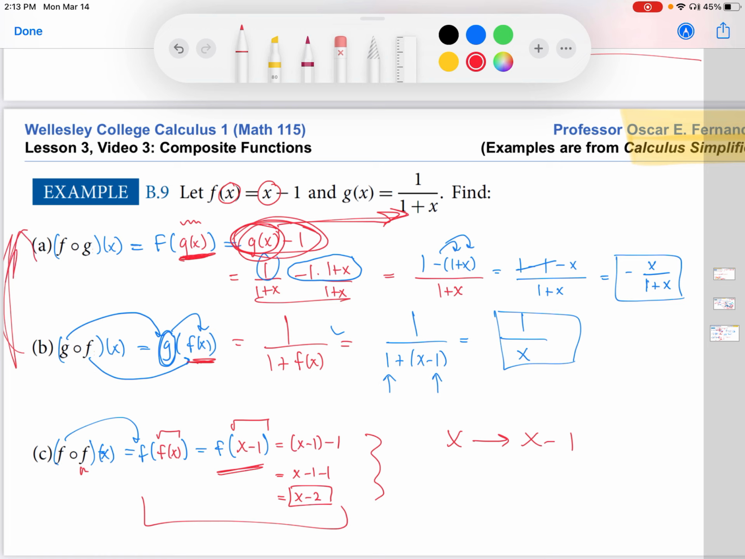But truth be told, any one of these two ways of doing compositions works. So figure out what works best for you, try a few practice problems, and then stick with that one and then keep practicing.